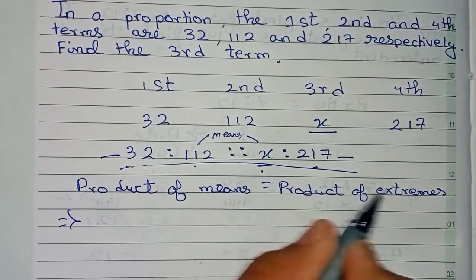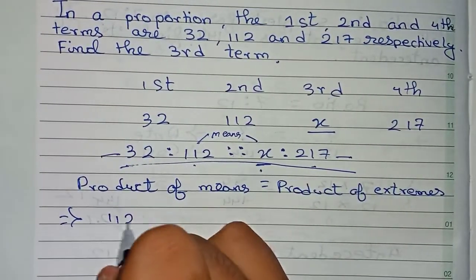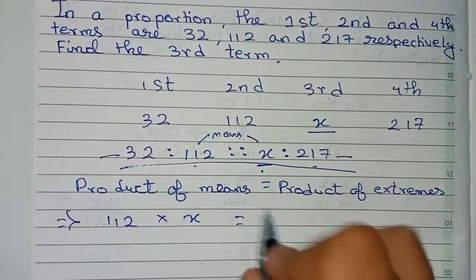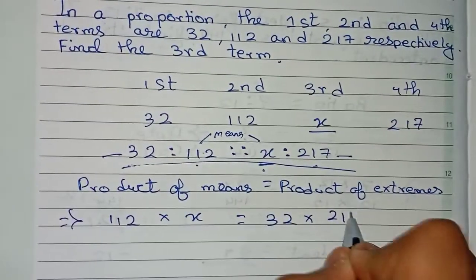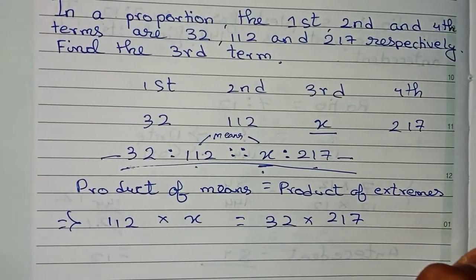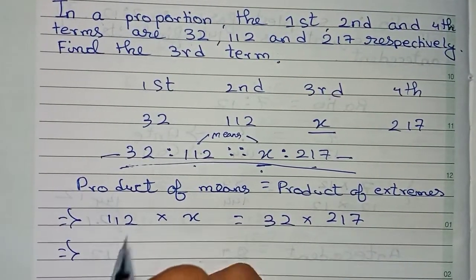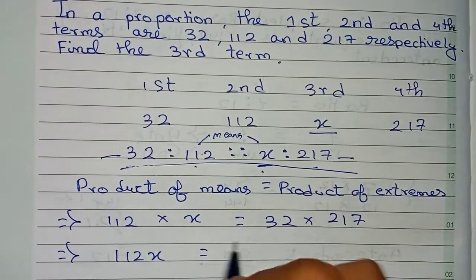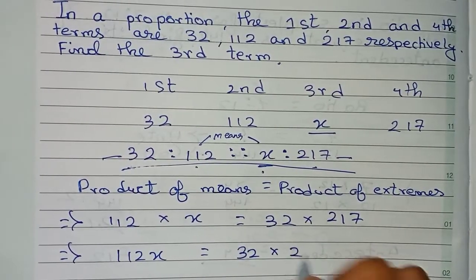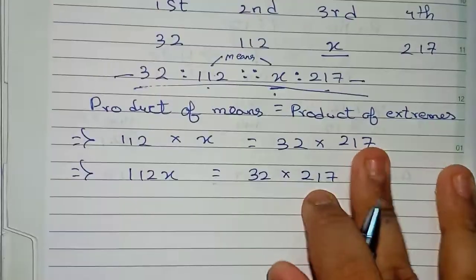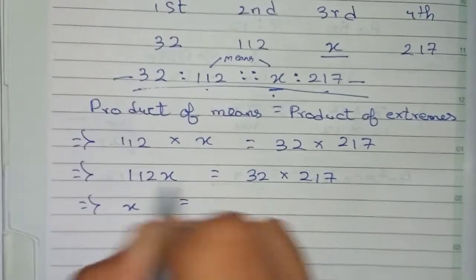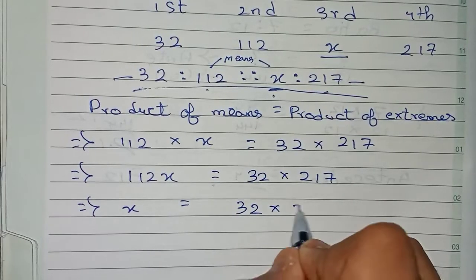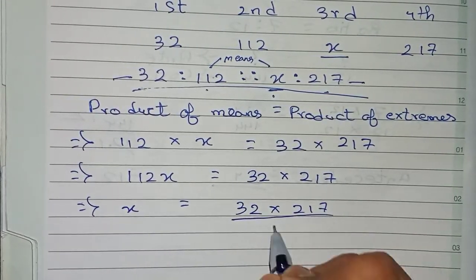So I write the product of means, that means 112 into x, and the extremes, that is 32 and 217. So we write 32 into 217. Now 112x, I write as 112x. Keep it like this only, as it will be easier for us to multiply into 217. Now I write x equals, 112 is going to this side, so it goes for division: 32 into 217 by 112.